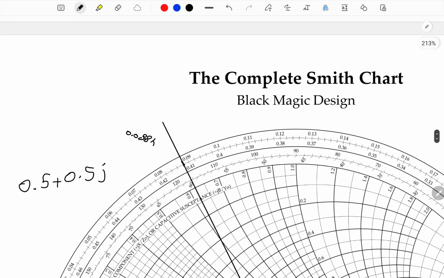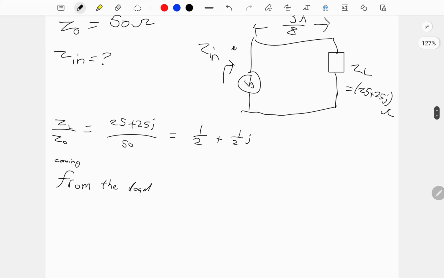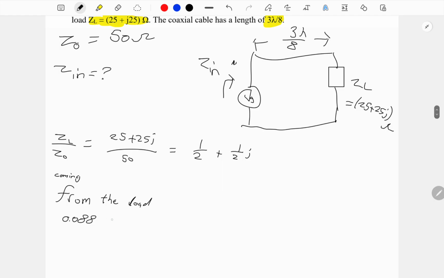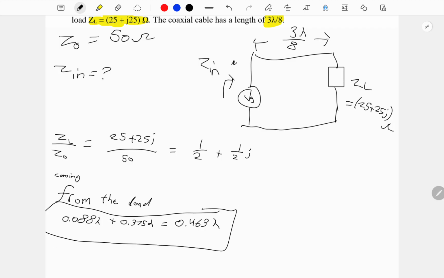And now that we have the position of the load, we add 3/8 lambda. 0.375 lambda is 3/8 lambda, which is equal to, how much is that? That's around 0.463 lambda. So now we're gonna have to plot this clockwise because we're coming from the load, or towards the generator.